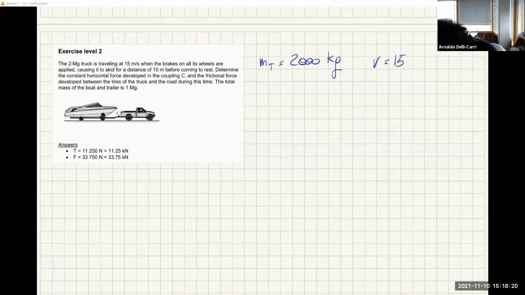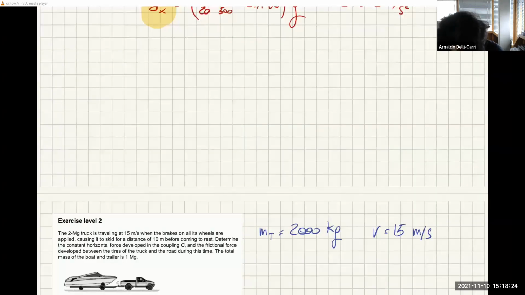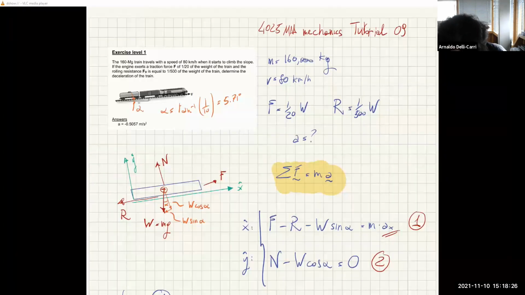Oh, one thing that we didn't take into account here is this is traveling at a speed of 80 kilometers an hour. As you can see, we didn't use this.